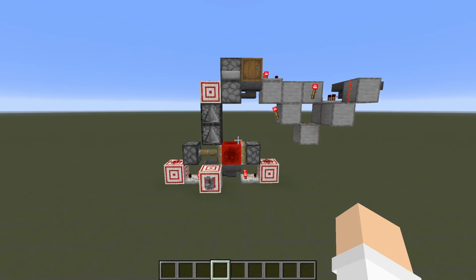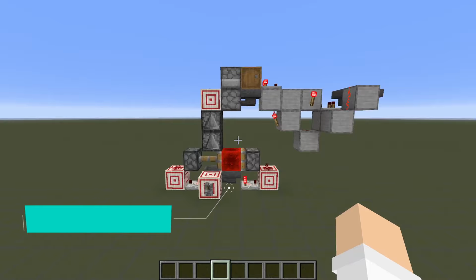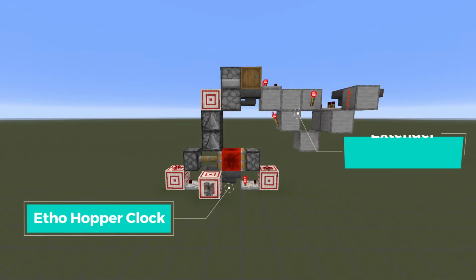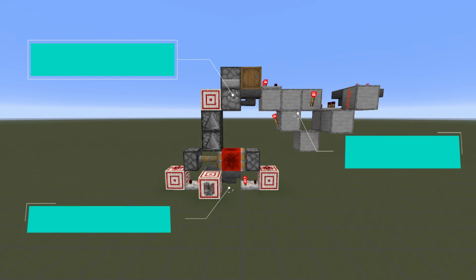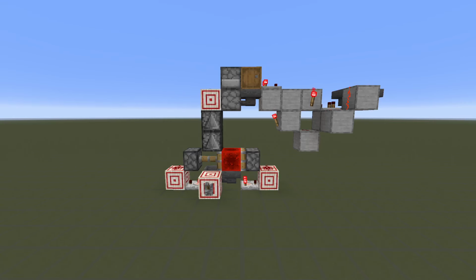So this brings me to my solution, which is this: an Etho hopper clock with a pulse extender attached to it. And you might be wondering, what in the world does this solve? Well, this gives us a very consistent reference point when determining the time that passes within the game.